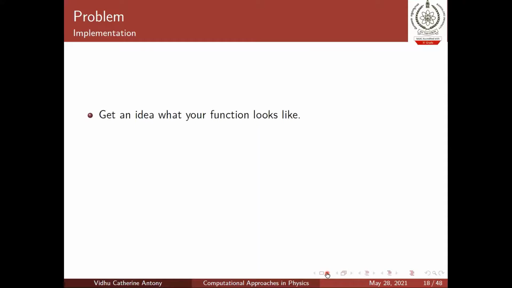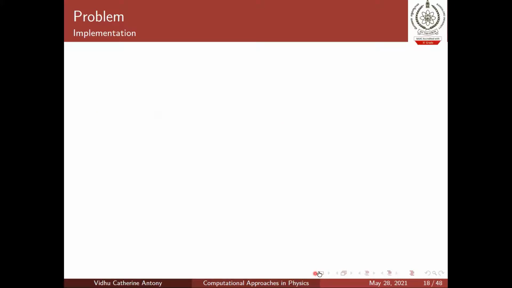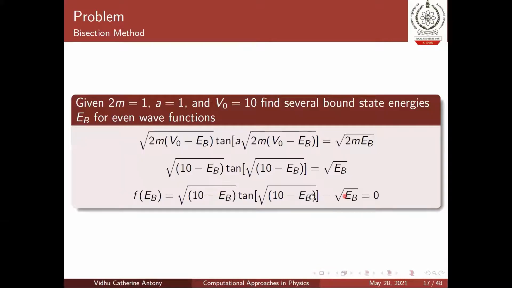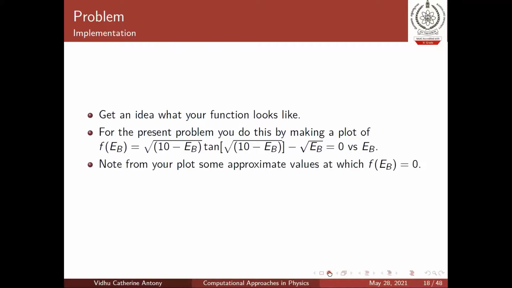Okay, so first things first, you need to get an idea of what a function looks like. For the present problem, how do you do this? You basically make a plot of root of EB times tan of root of 10 minus EB, minus root of EB, equal to 0, versus EB. So let me just go back and show this to you. This is your equation that you have. You've just taken this root of EB to this side, and then you've written that as f of EB. So there's nothing really to be confused about this, I hope.